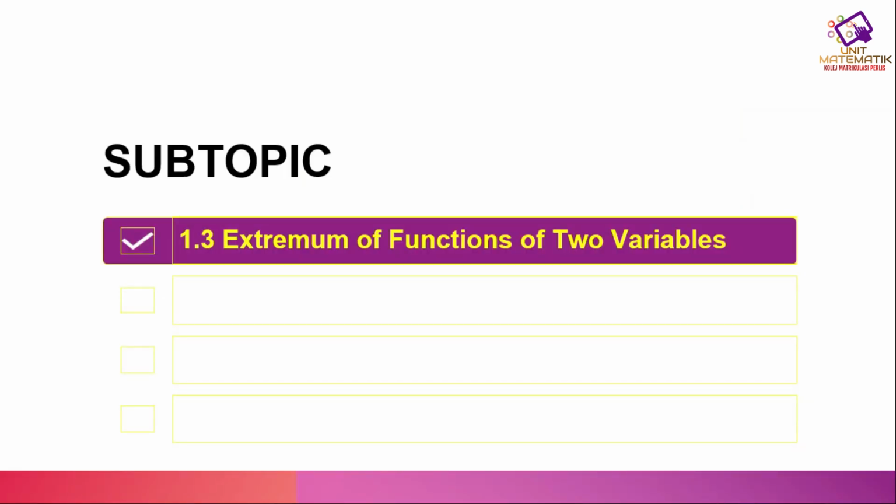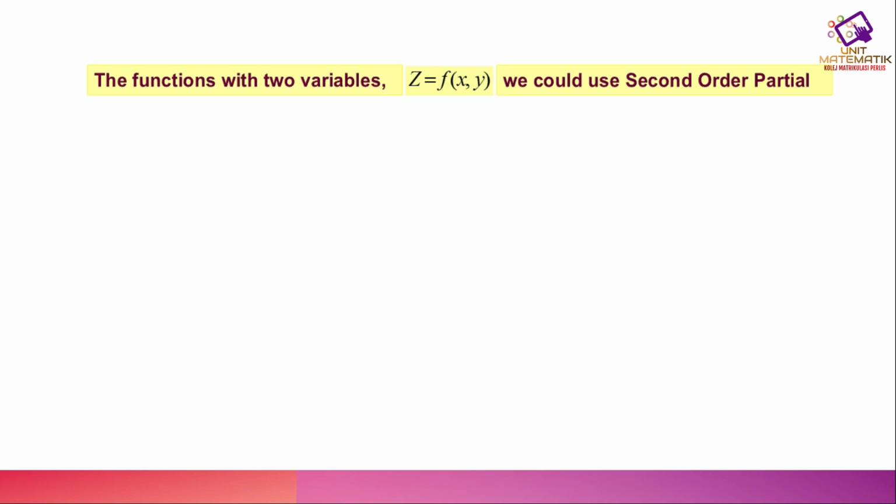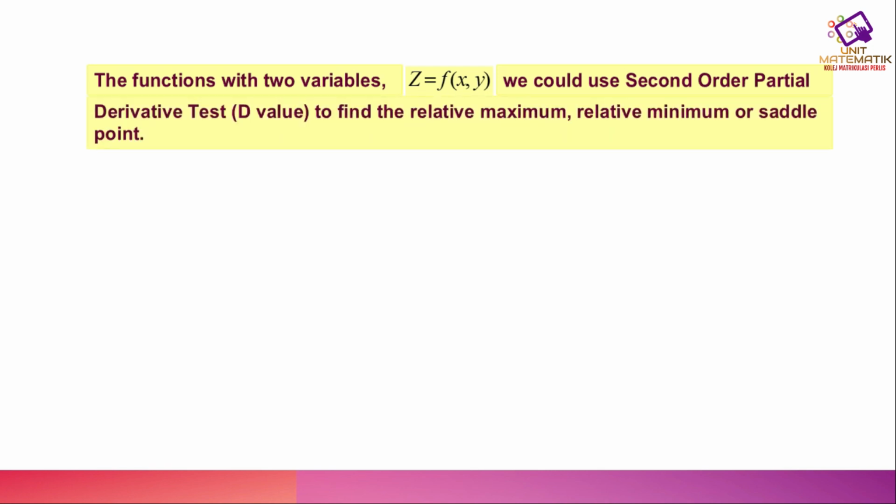Bismillahirrahmanirrahim. See you again in the subtopic extremum of function of two variables. We try to determine the extremum point for a function. For a function with two variables, z or f(x,y), we could use the second order partial derivative test or D-value to find the relative maximum, relative minimum or saddle point.